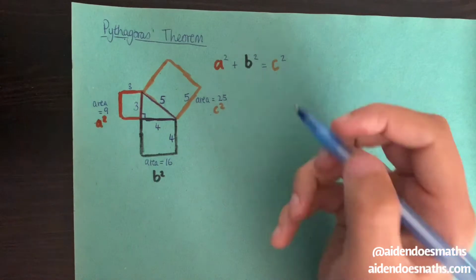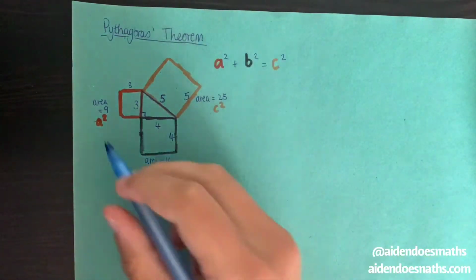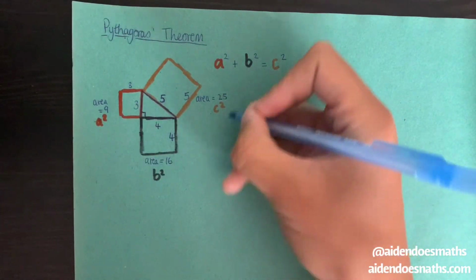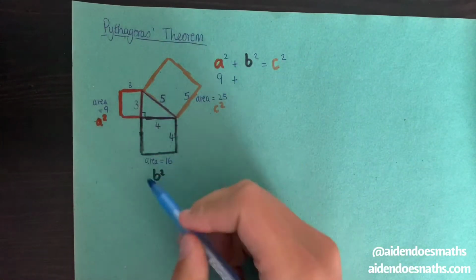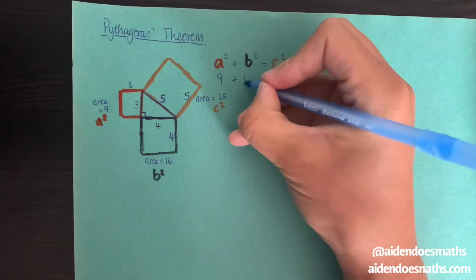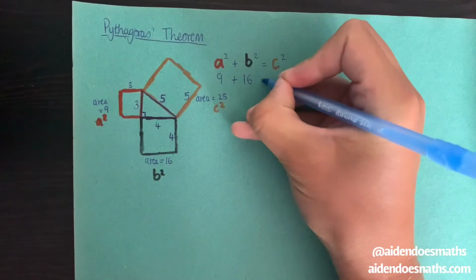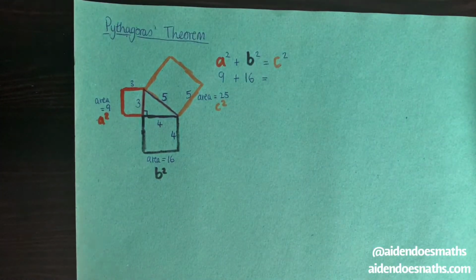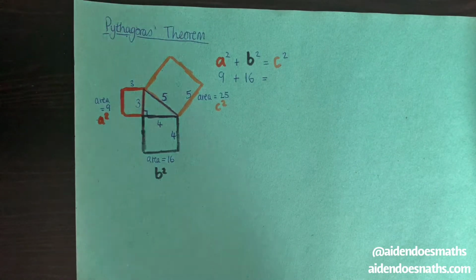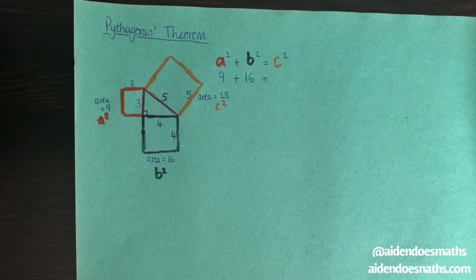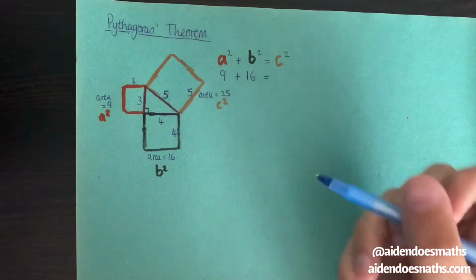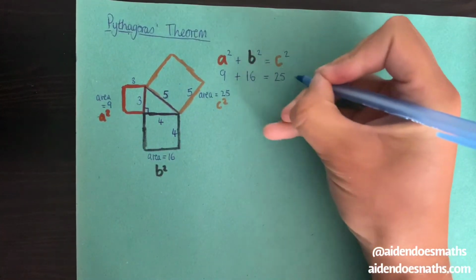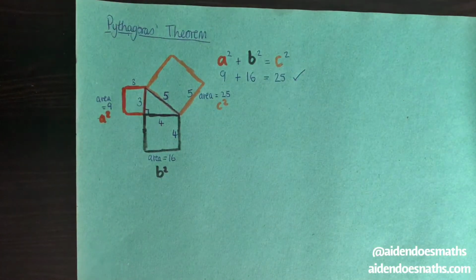So we said A squared plus B squared equals C squared. So A squared was 9. A squared equals 9. B squared was 16. Now if we think, what is 9 plus 16? We should know fairly quickly that that would be 25. Let's have a look at our square for C. So C squared was, in fact, 25. So it does work. It's interesting that that's the way it works.